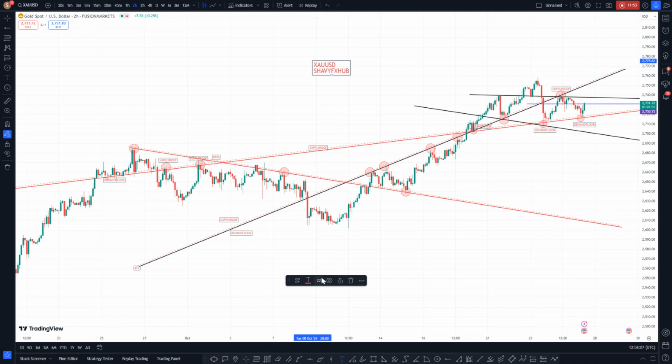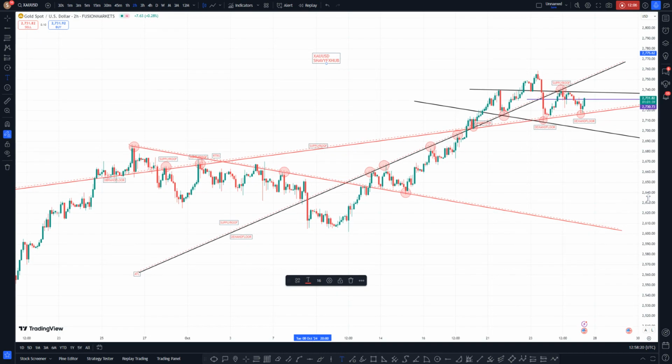Have a strategy. Backtest it and make sure that it works. A lot of strategies do not work. They don't work because of the trading pattern. You see, price is challenging 2730. Our prayer is that it breaks 2730.